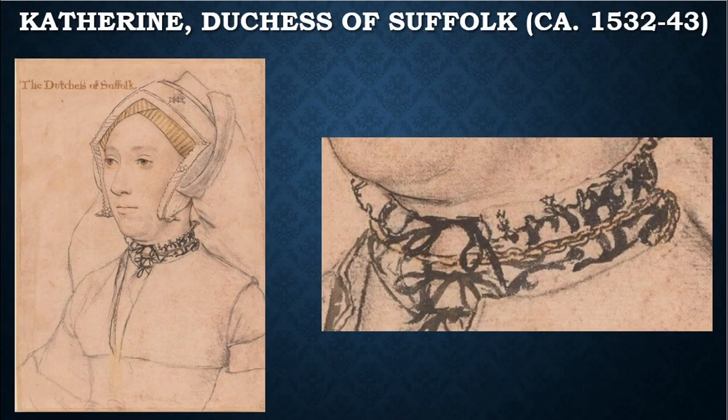Here is a drawing of Catherine, Duchess of Suffolk, and this is from about 1532 to 1543. Because it is just a drawing, we don't know the exact pattern on the collar, but you can tell by how he has drawn the collar that there is blackwork on her collar around her neck.